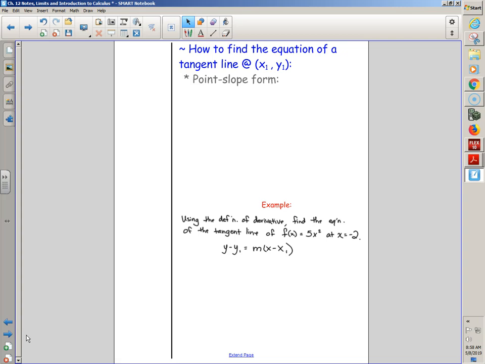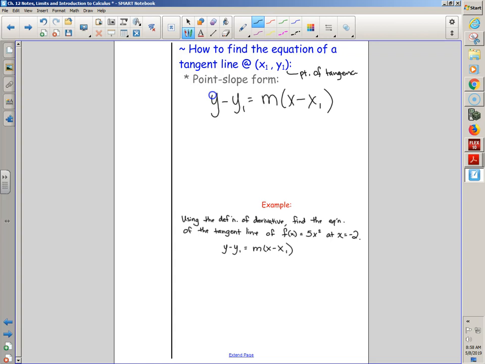Yeah, exactly. Okay, what did you guys write down for point slope form? I heard you saying it, say it to me. y minus y1, times x minus x1. Okay, so the x1, y1 is what we're going to technically call the point of tangency.